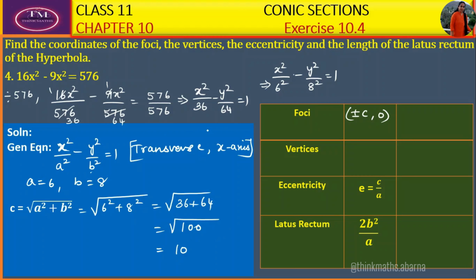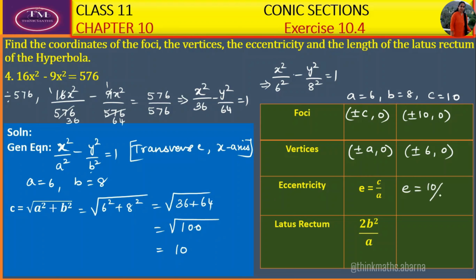So what are the values of a, b, c? a is equal to 6, b is equal to 8 and c is equal to 10. So the foci will be plus or minus 10 comma 0. The vertices are plus or minus a comma 0, so it is plus or minus 6 comma 0. Eccentricity is equal to c by a, so 10 by 6, which will be 5 by 3.